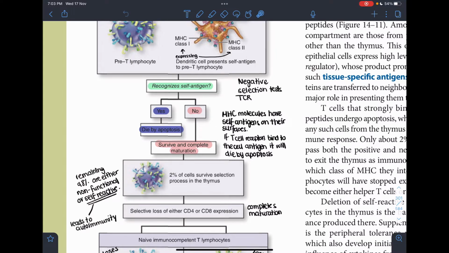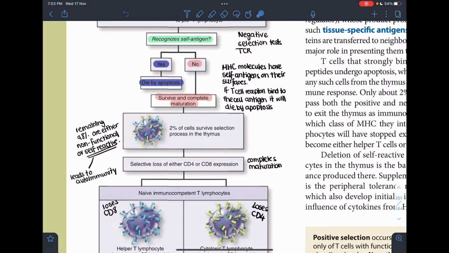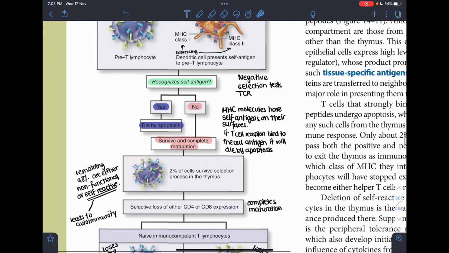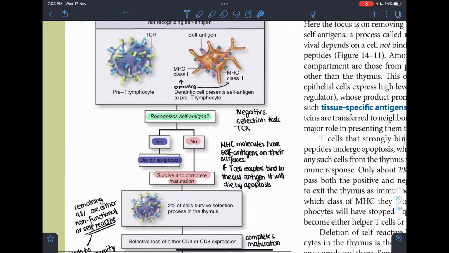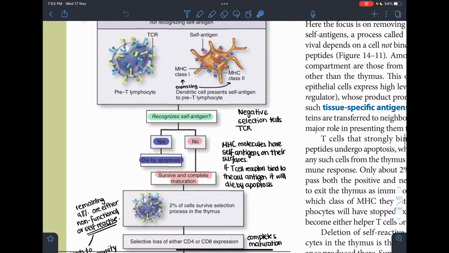هلا 2% of the cells survive the selection process in the thymus, and this is because the remaining 98% are either non-functional or self-reactive. If the T cell receptor recognizes the self antigen, بنحكي إنه هاي it's a self-reactive cell, وإحنا ما بدنا any self-reactive cell in our body لأنه self-reactive cells will cause autoimmunity, so they have to die by apoptosis. That's why they're killed. That's why they die.